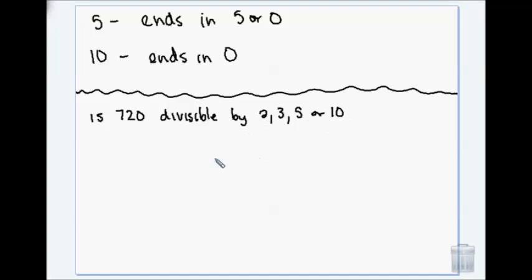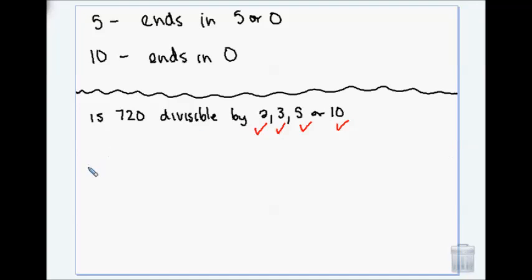Okay, let's look at 720. Is that divisible by 2, 3, 5, or 10? It's even, so it'll divide by 2. It'll divide by 10 and by 5, so now we just have to check 3. 7 plus 2 is 9, yes. So it'll divide by all of them.